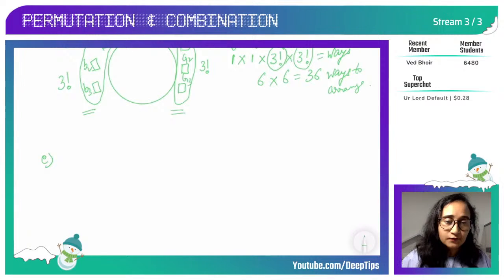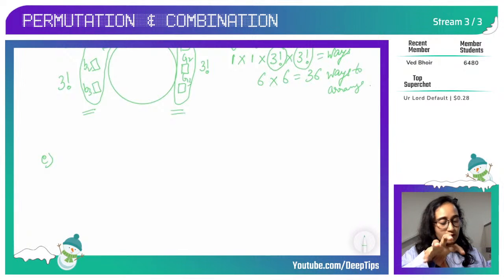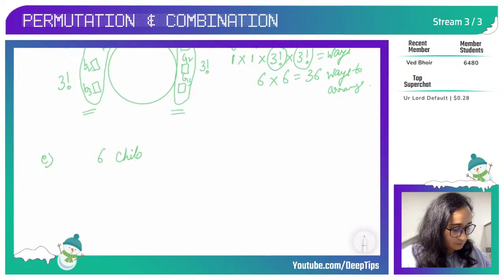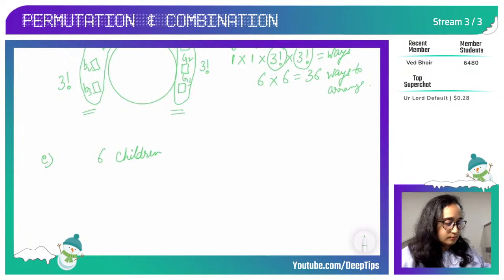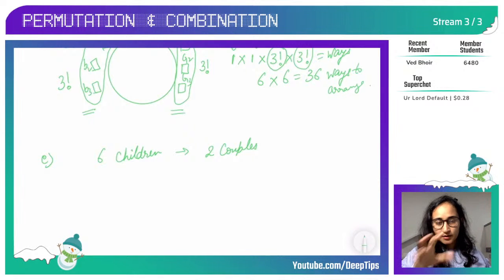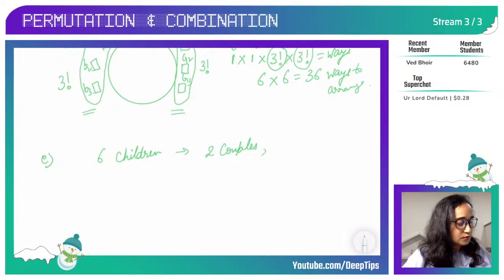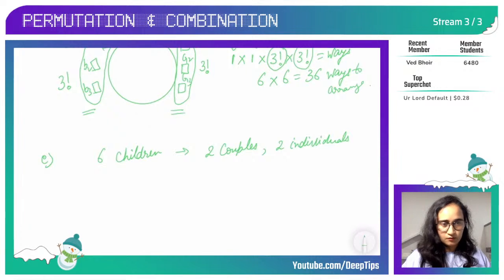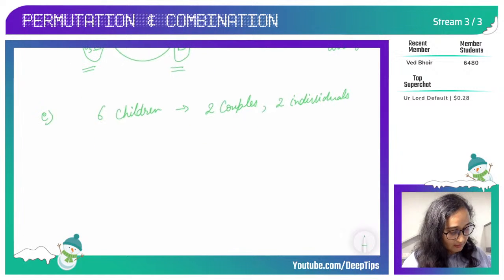Okay, now in fifth case, suppose from these 6 children, 4 children they came in couples, 1 boy 1 girl. So I have 2 couples. Okay, or from 6 people I have 2 couples, but I have 2 individuals also. Okay, so 2 individuals who don't want to sit together. For some reasons they don't want to sit together. I have these 2 individuals. So how we are going to place them in a circular arrangement? Let's try to understand.